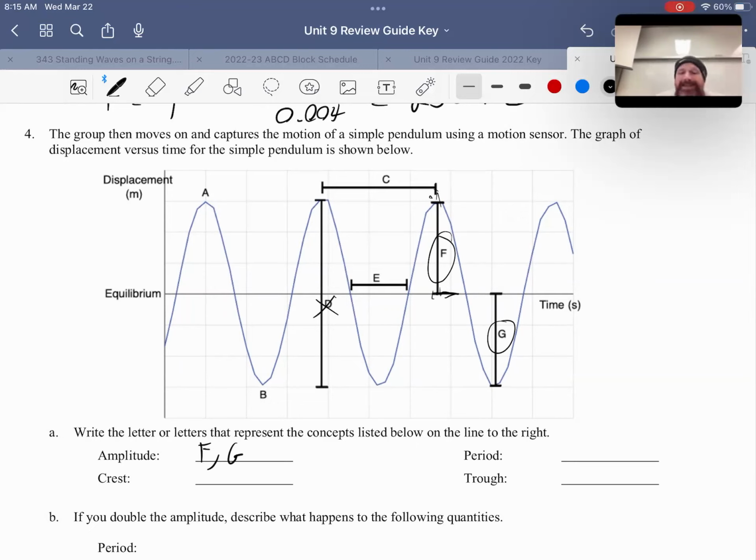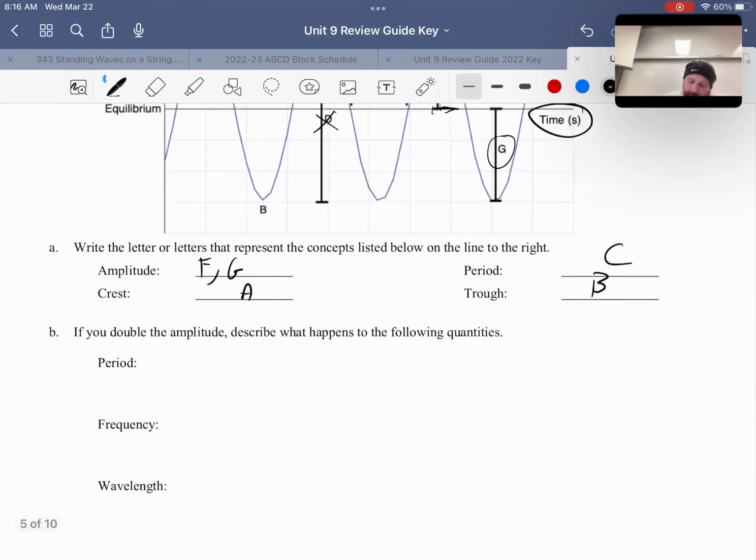Period is the time to go from one peak to another peak. It's similar to wavelength, except it's time, not distance. So we can see that this is time. So C would be the period for this particular one because it's time. And then crest and trough are just the peaks and the valleys. So A would be a crest and B would be a trough.